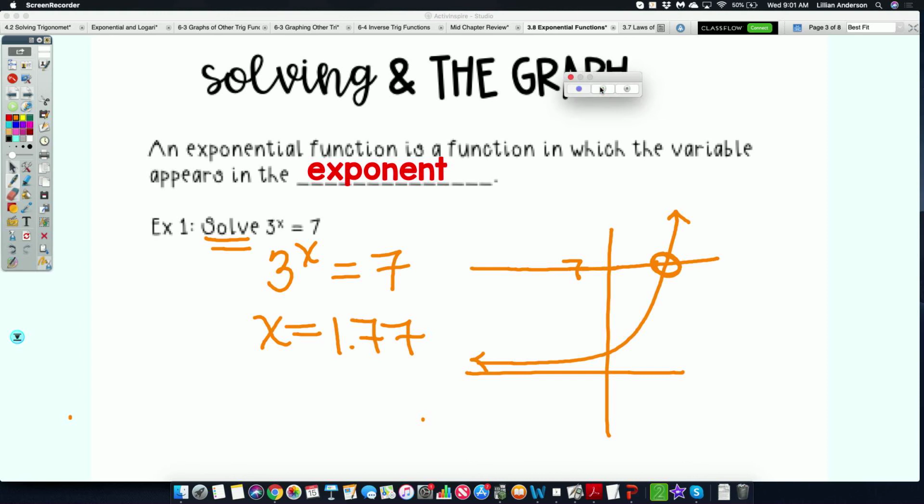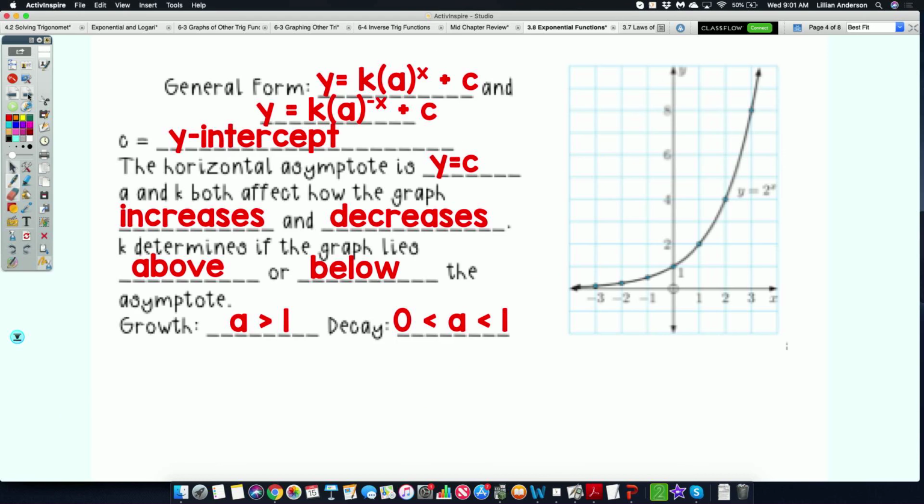Then let's get to the bulk, the beef of an exponential function and what it looks like, okay? Follow along with me. Don't go ahead. It might be tempting. Follow along with me. The general form for an exponential function is y equals k times a to the x plus c, and y equals k times a to the negative x plus c. Those are the two different forms that you are going to deal with in A and I when it comes to an exponential function.